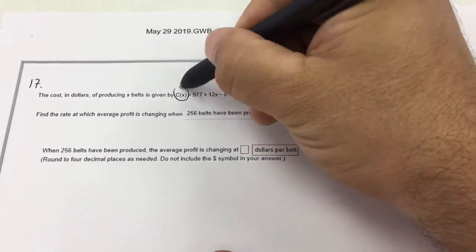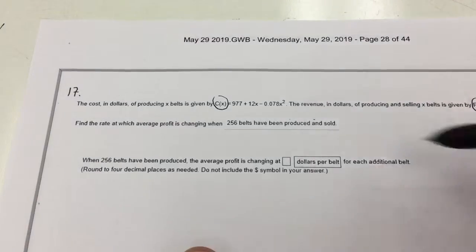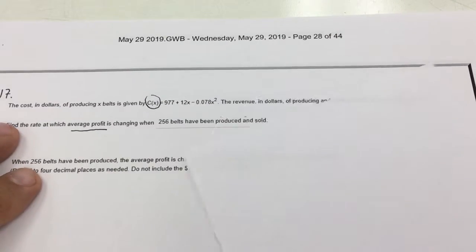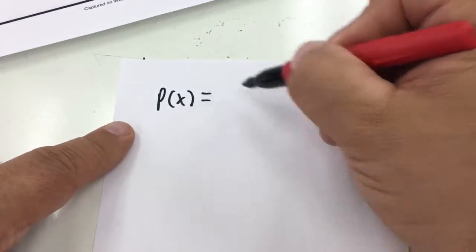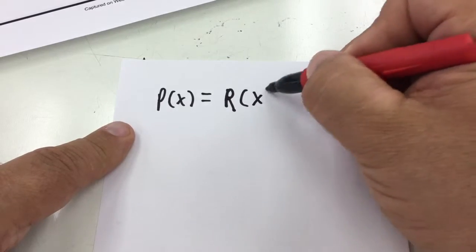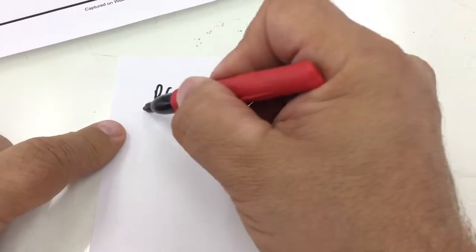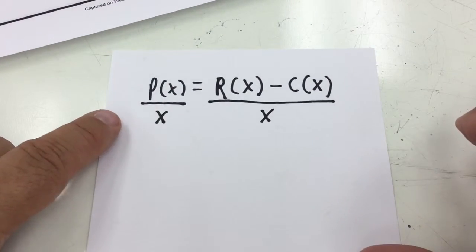So I'm given the cost function, I'm given the revenue function, and the question asks me what's the average profit, and the profit function is not given. Just a quick note, profit is what's left over after your costs and how much you take in. So the profit is going to equal however much money you take in from selling something minus however much it cost you to make it. Average profit is per unit, so however many units you make, you have to divide that by X.